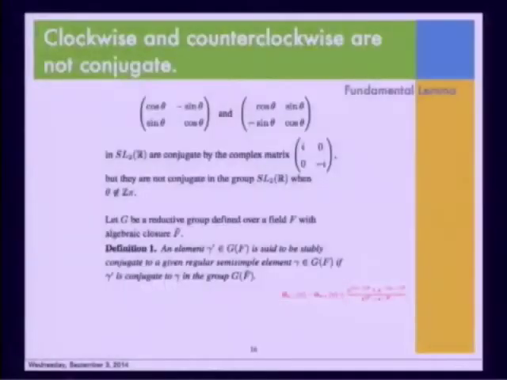And this leads to a general definition that will say two elements are stably conjugate if they're regular semi-simple, but the idea is if they become conjugate when you go up to the algebraic closure of the field, but possibly not conjugate down in the ground field. So that's the notion of stable conjugacy, that things become conjugate when you go up to the algebraic closure.